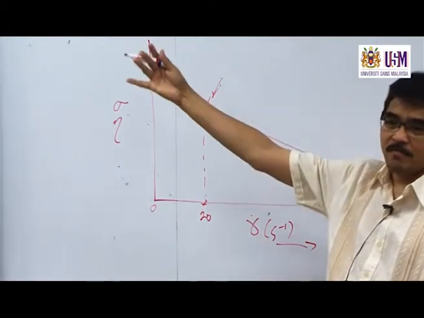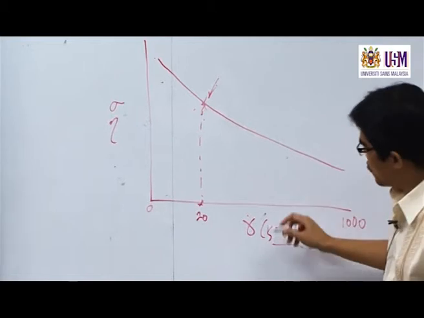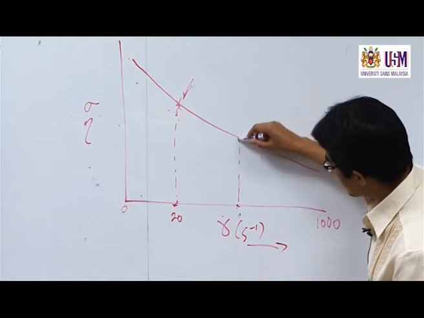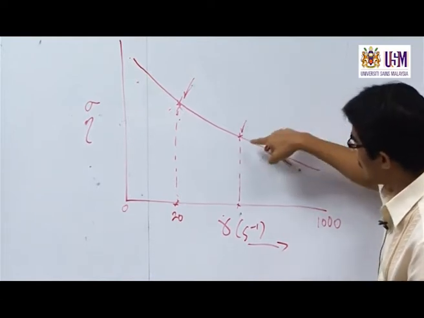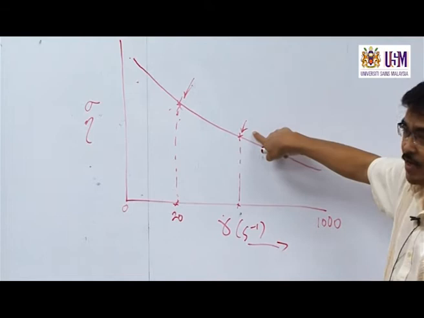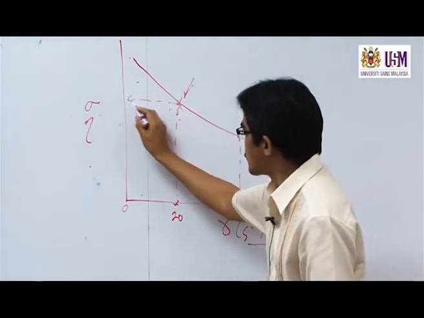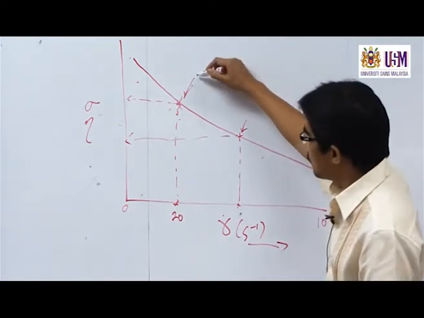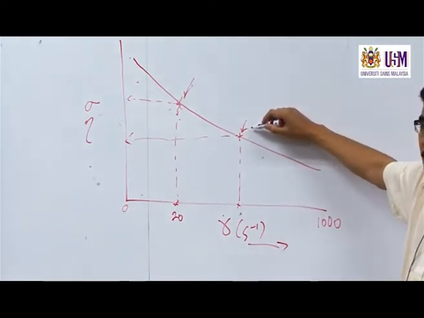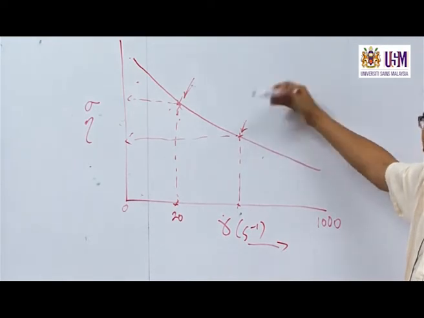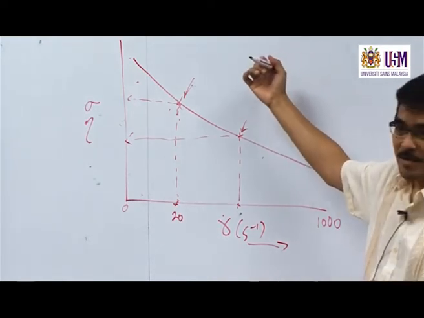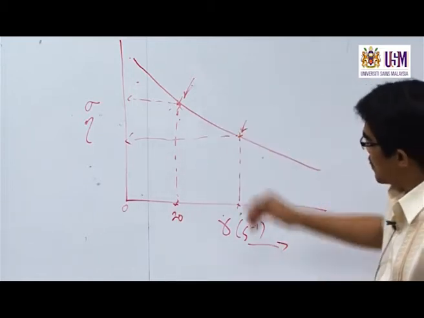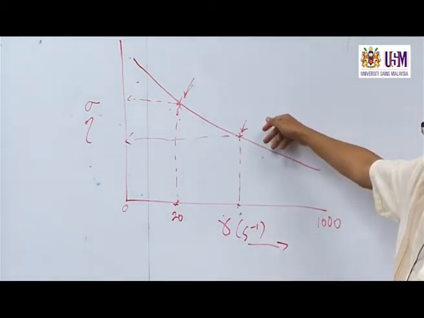But then your friend chooses to measure at this shear rate, reads the viscosity of the sample here, and reports whatever value is there. Apparently this value will be higher than this value. So which one is the correct one? Student A says mine is correct, Student B says mine is correct.